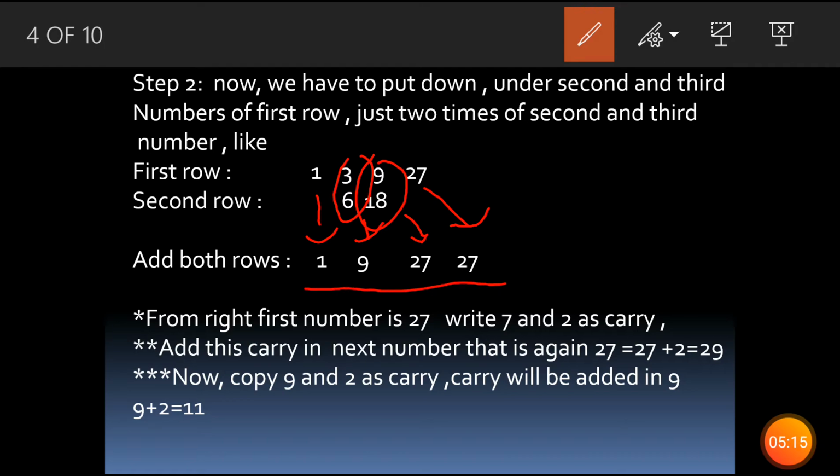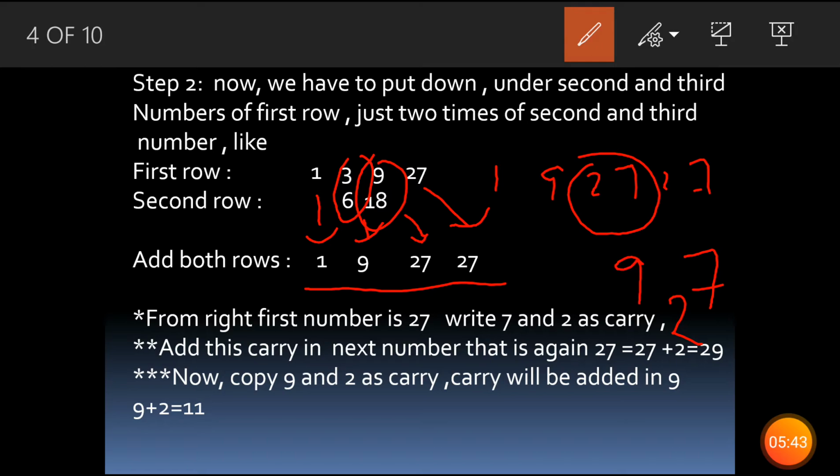Now how to write the final answer? For that, first of all you write 1, 9, 27 and 27. Now this 7, that is the unit digit, just copy it as it is, and this 2 you are going to mark as carry. Okay. Now the other number, that is 27. This carry will be added to 27, so this will give you 29. So you are going to write 9 of 29 here and again 2 as carry.